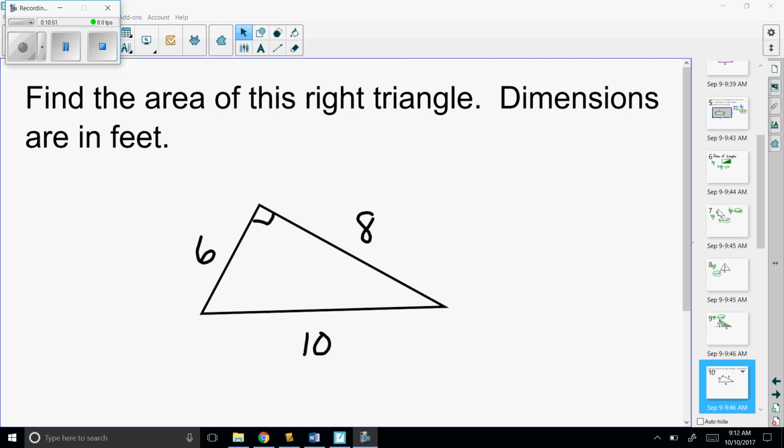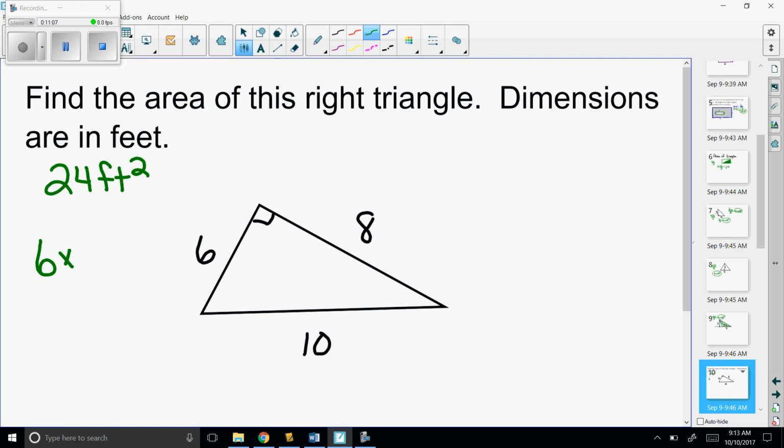Okay, volunteer. What did you get for an answer? Macy. 24 square feet. And how did you find 24 square feet, Macy? Correct. The base is 6, the height is 8, or vice versa, and you divide by 2. Did you divide first? No. So you ended up with 48 divided by 2.